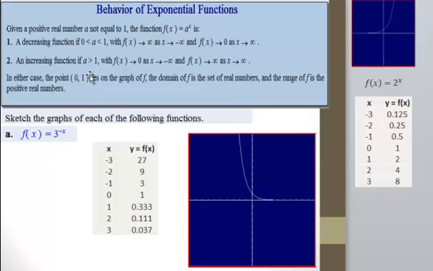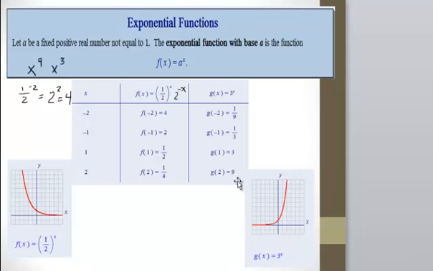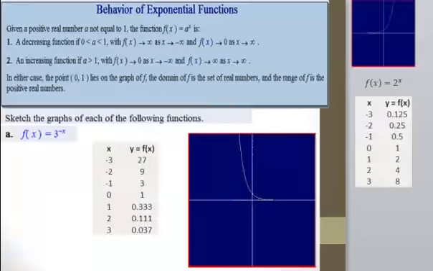So what about when a is greater than 1? It will be increasing. So go back to this page. Do you see how this base is 3? 3 is greater than 1, so this function is an increasing function. In either case, the point 0, 1 lies on the graph of f. The domain of f is the set of real numbers, and the range of f is the positive real numbers.